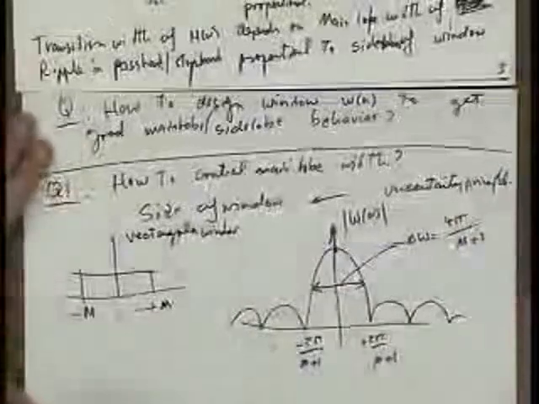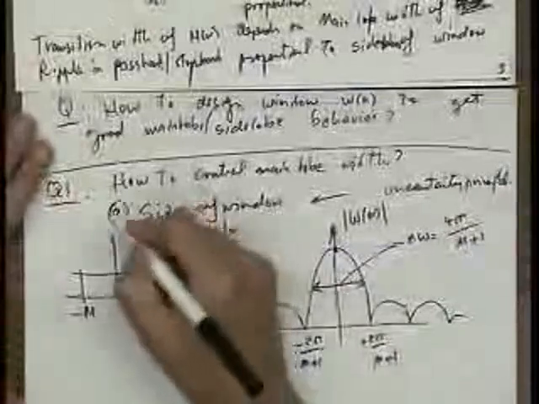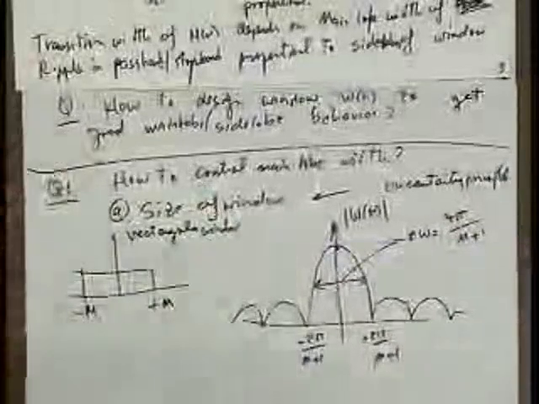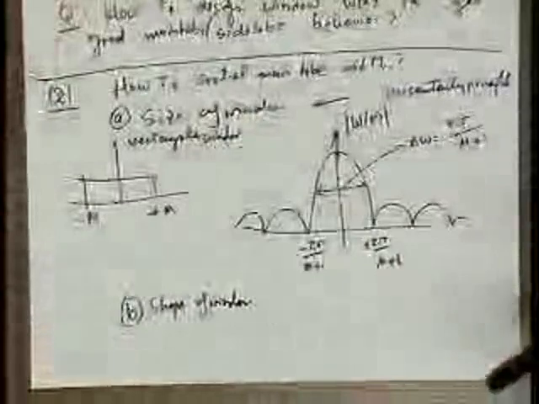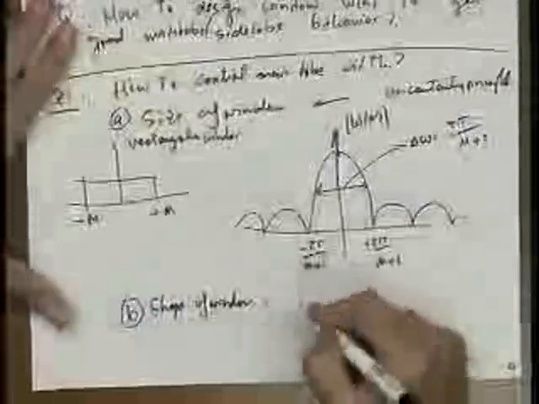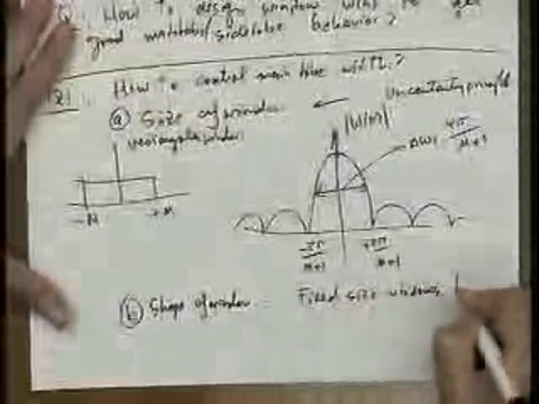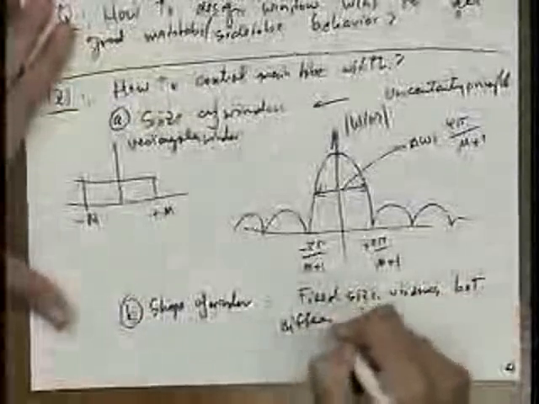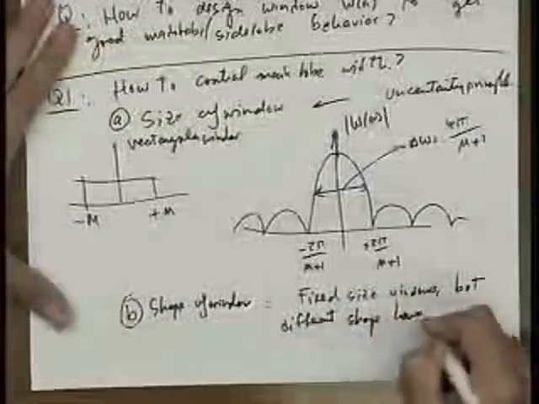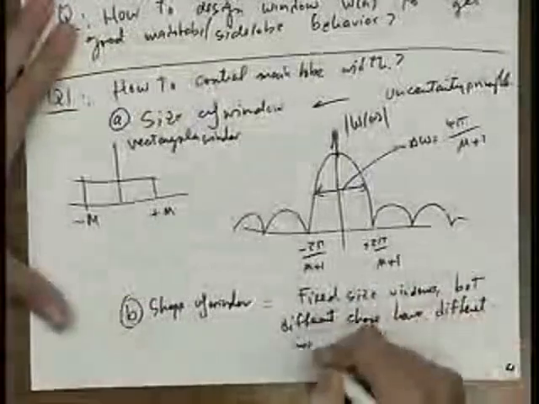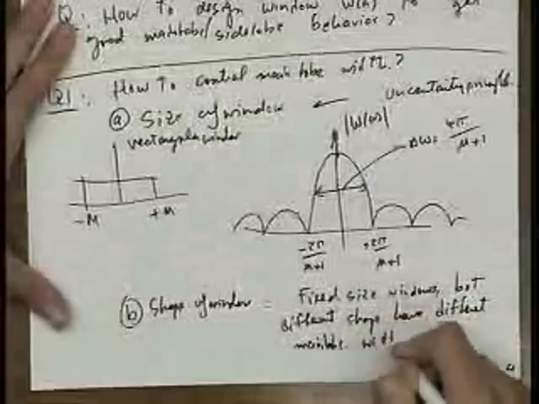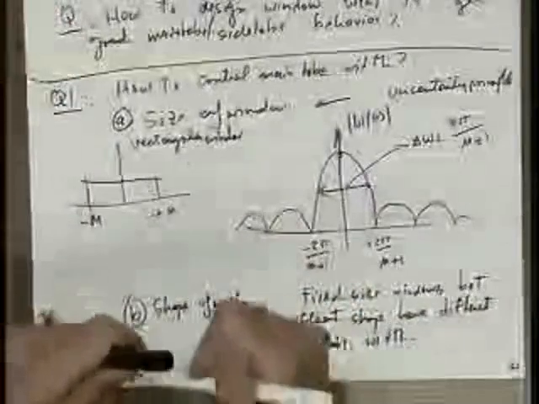And how about the shape of the window? That also affects it. So the answer to question 1 is both the size of the window and the shape of the window. Now, if I fix the size of the window but change the shape of it, I can get different main lobe behavior. So fixed size windows but different shape have different main lobe behavior, different main lobe widths. And just to quantify that, I want to show a table out of Oppenheim and Schafer.